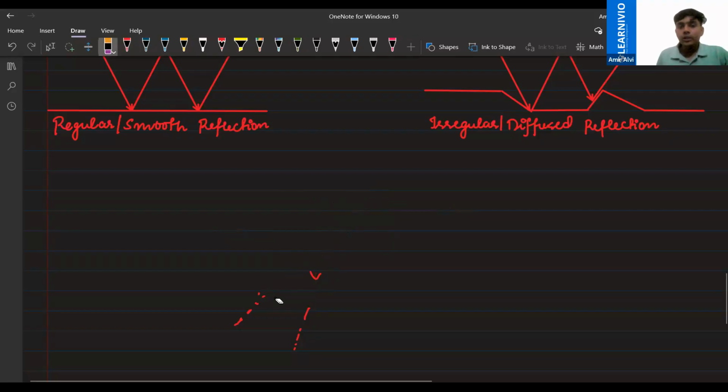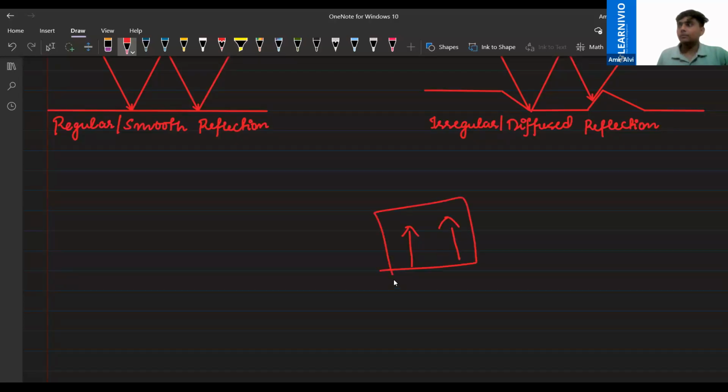So the property of a virtual image is this: if the object is like this, the virtual image will always be like this. It would be upright. Okay, sir. And a virtual image will always be exactly the same as the object. Okay, sir, that's great.